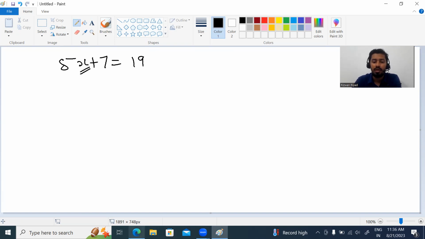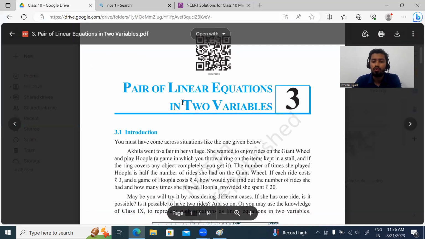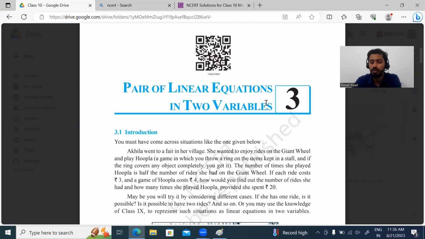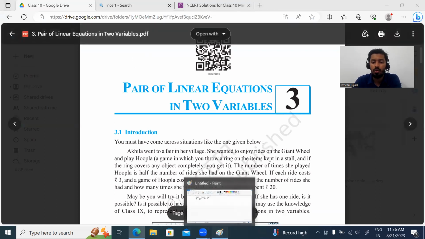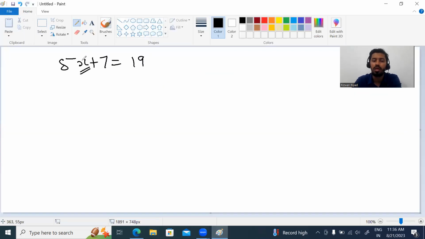The chapter name is talking about equations in two variables. So this type of equation is not the topic of our discussion today, because here we have only one variable, but in this chapter they're talking about linear equations in two variables. Now, can you tell me one example for equations in two variables? You have to take one more variable.